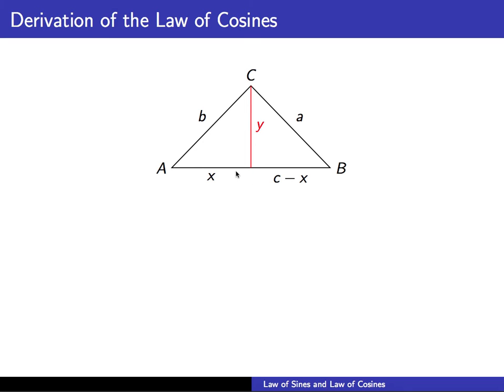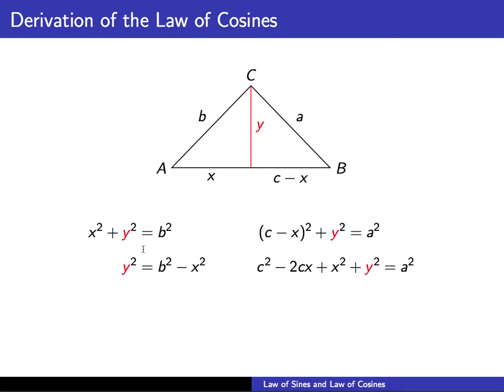Now, because we form these two right triangles, we can apply the Pythagorean theorem both to the right triangle on the left here, and this other right triangle on the right. So for the right triangle on the left, we get x squared plus y squared equals b squared. For the triangle on the right, we get c minus x, that expression, squared, plus y squared equals a squared. Now, in our first one, if we solve for y squared, just subtract x squared from both sides, we get y squared is b squared minus x squared.